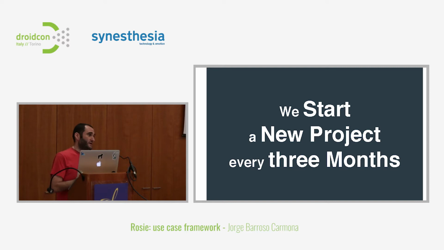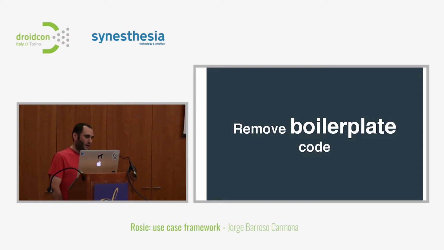That time when you get a new project and you say, okay, I need to add Dagger, I need to configure Dagger, I need to create my presenters, I need to create my repositories, and a lot of boilerplate code, okay? For this reason, we want to remove the boilerplate code, that code that is in all our applications. And we want to have an easy way to evolve and change our applications.